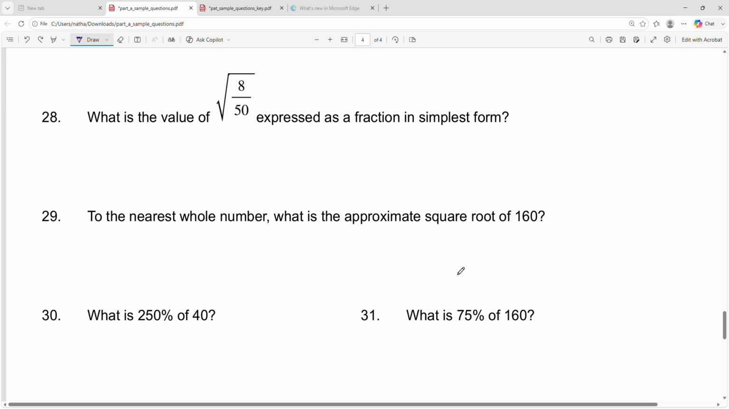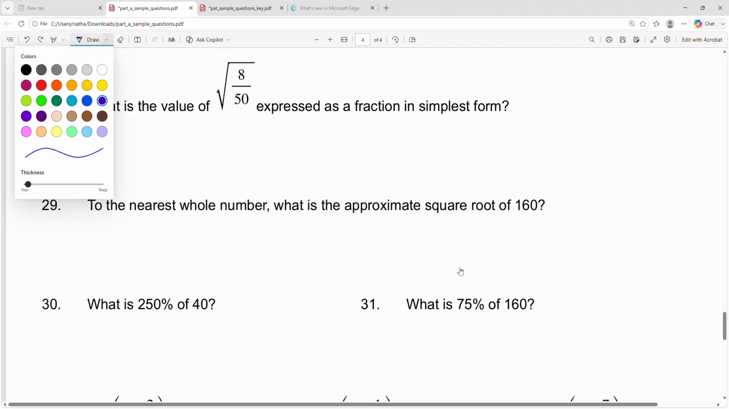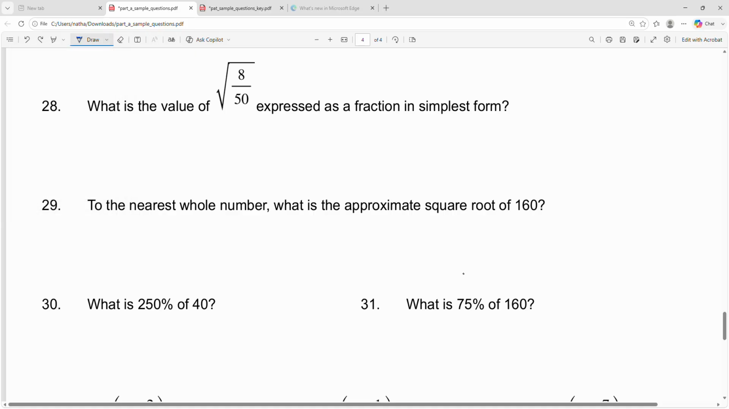Okay, we're back. Gonna go a little quicker on this one. We've seen questions like this already, so a little less explanation, a little more moving along. And here we go. So we've got the square root of 8 over 50.